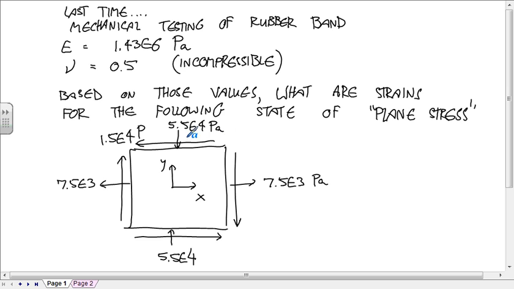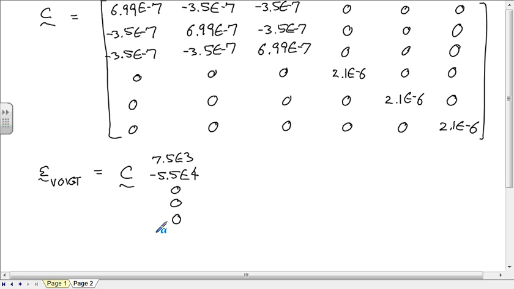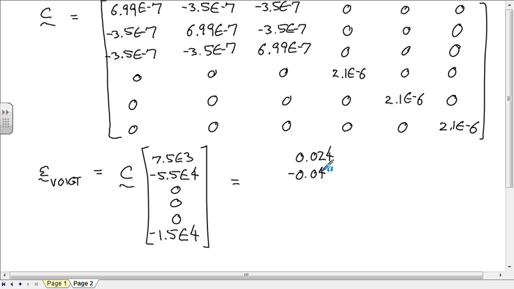And notice that if you look at the X face, this is pointing in the negative Y direction. So that's going to be a negative stress of 1.5 times 10 to the 4. And if you do that multiplication, you get a strain of 0.024, negative 0.041, positive 0.016, then 0, 0, negative 0.032.